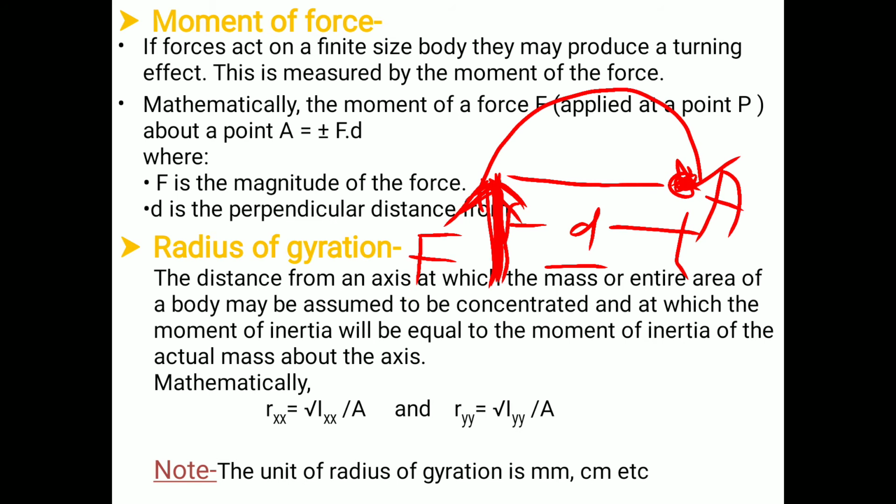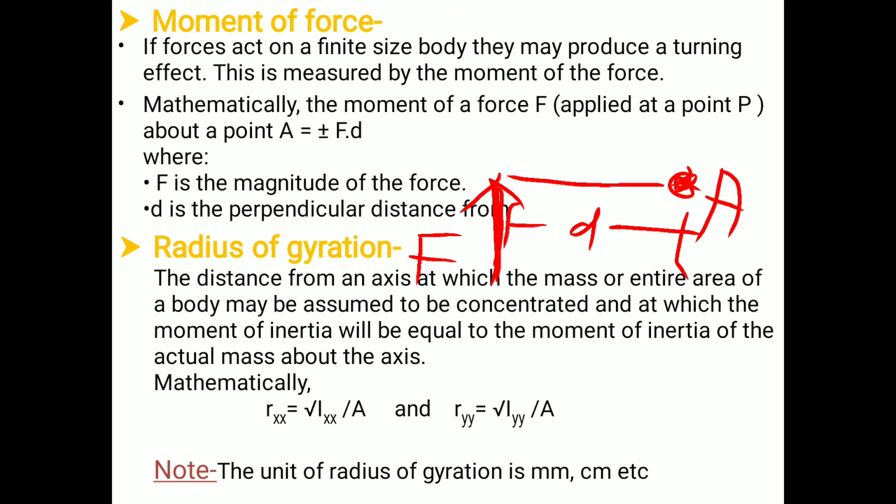If it is acting in clockwise direction, we can consider it as positive or negative, and if it is acting in anti-clockwise direction, in that case also we can consider it as positive or negative. It means that the sense of rotation will be positive or negative depending upon whether it produces clockwise moment or anti-clockwise moment. From the figure, F is the magnitude of the force. It may be in Newton or kilonewton, and d is the perpendicular distance from A.